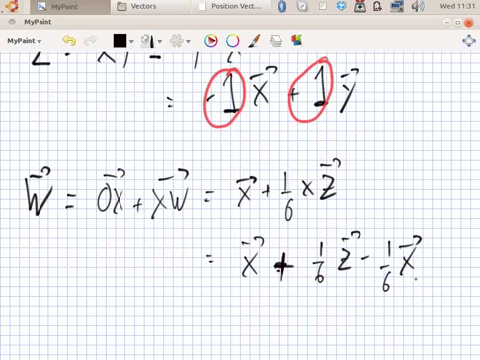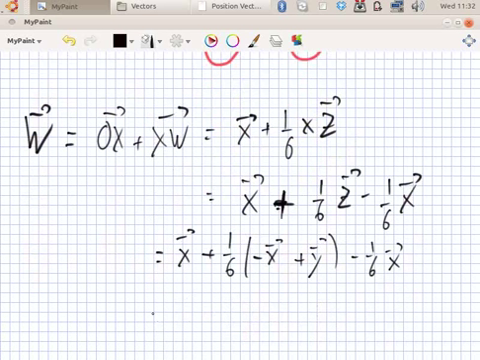Now, that's nearly finished. If you recall, we have a formula for z. What is z equal to? Minus 1x plus 1y. So you can write this as x plus 1/6 of minus x plus y, minus 1/6 x. So if you group these together, you've got an x minus 1/6 of an x minus 1/6 of an x, so that's 2/3 of an x. And then here you have 1/6 of a y. Oh, that's it.